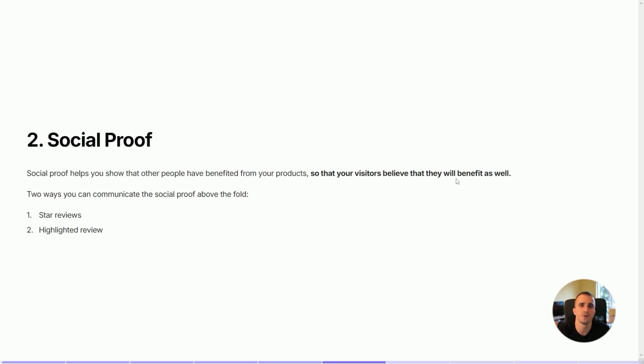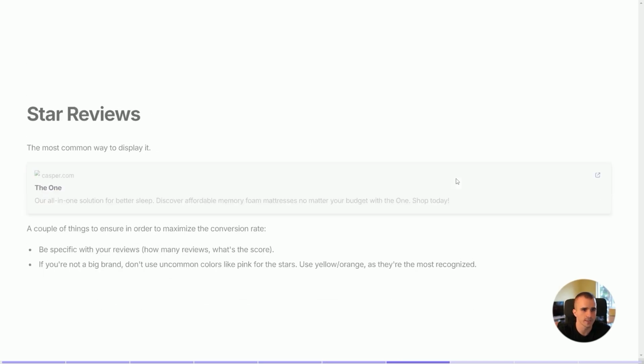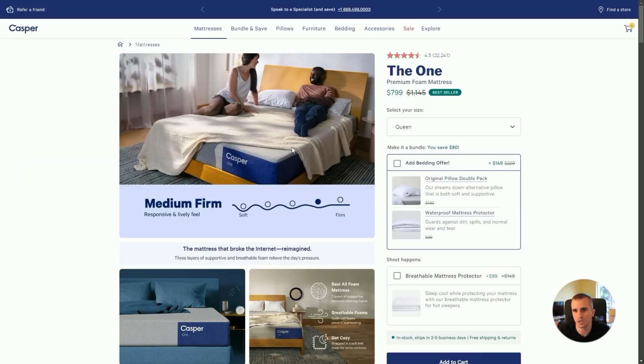And there are 2 ways that you can show the social proof. The first one is through the star reviews. This is the most common way to do it. You are most probably doing it. It's by showing the stars and how many reviews you have and what's the rating of it.